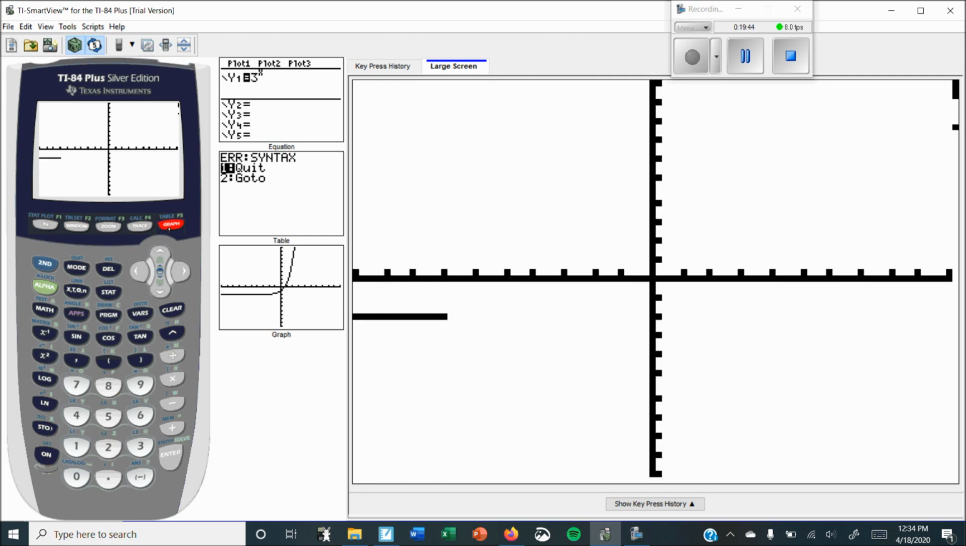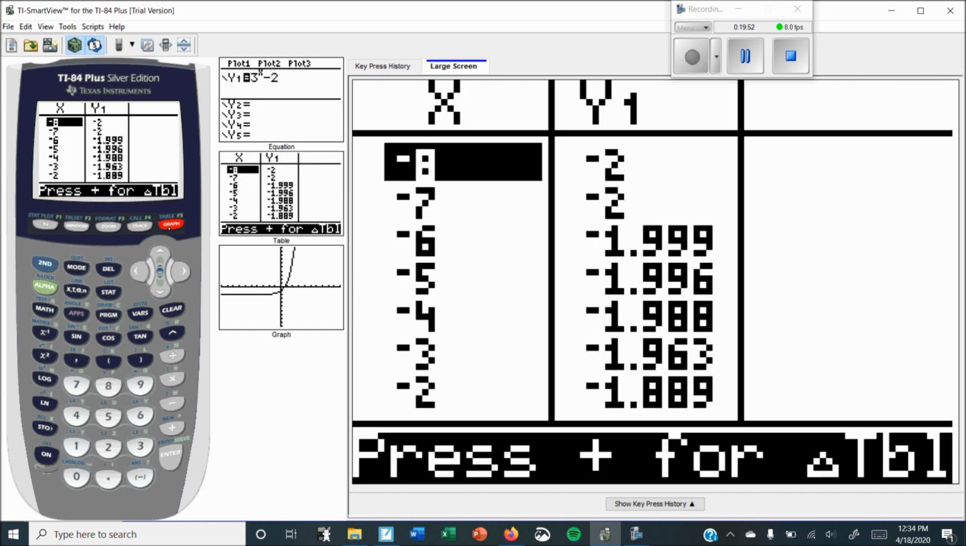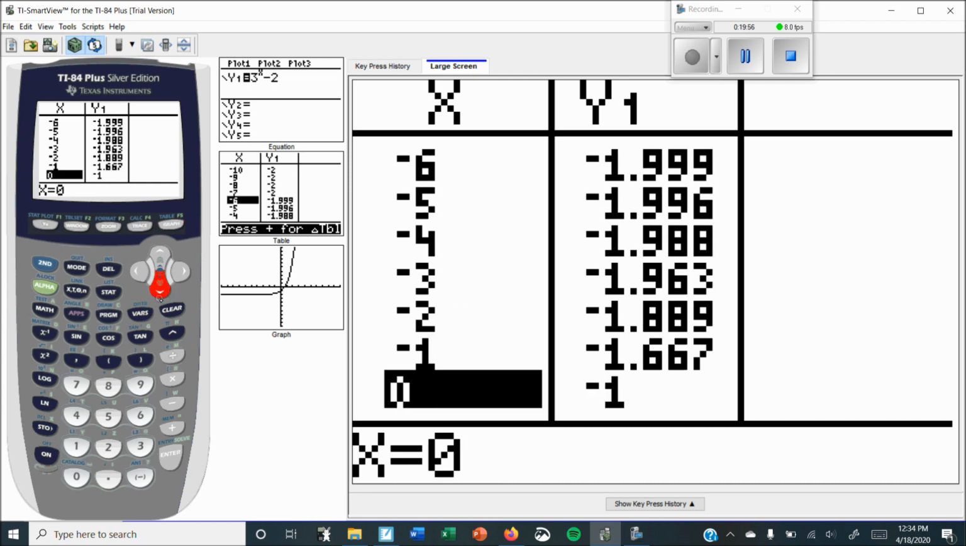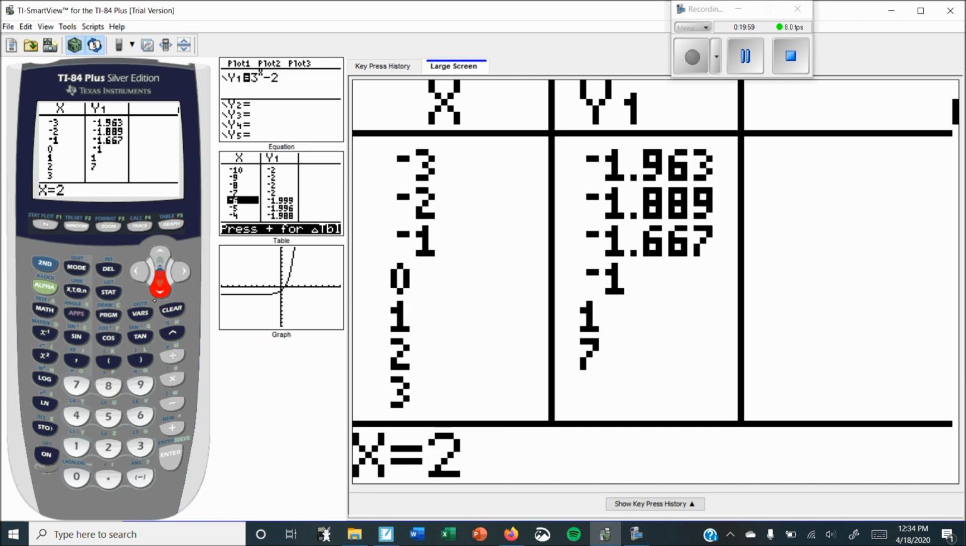So you graph this. If you notice, it's not curving around 0 anymore. It looks like it's curving around negative 2. So go to second table. Let's try to find some points that actually work. And here's an example where I told you the calculator is actually going to lie to you. And I'll explain that in a little bit.